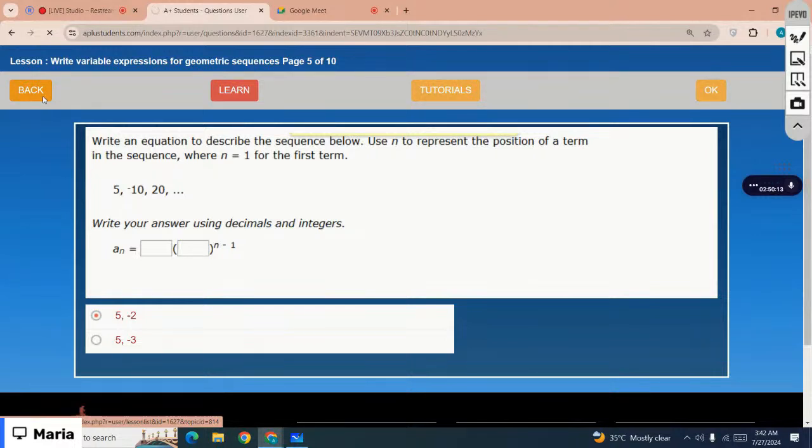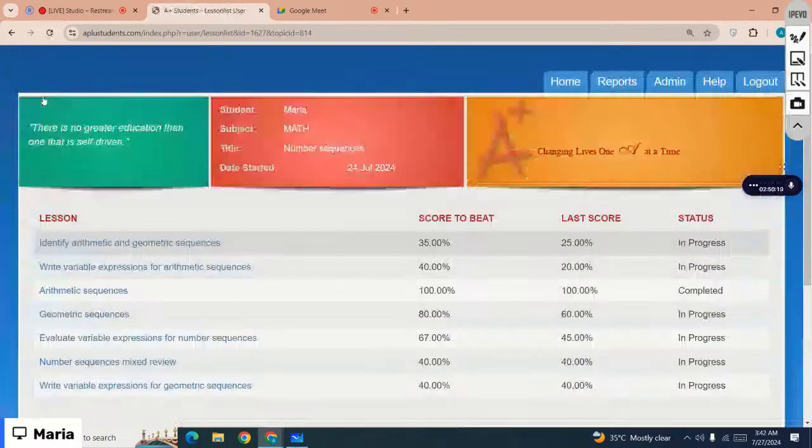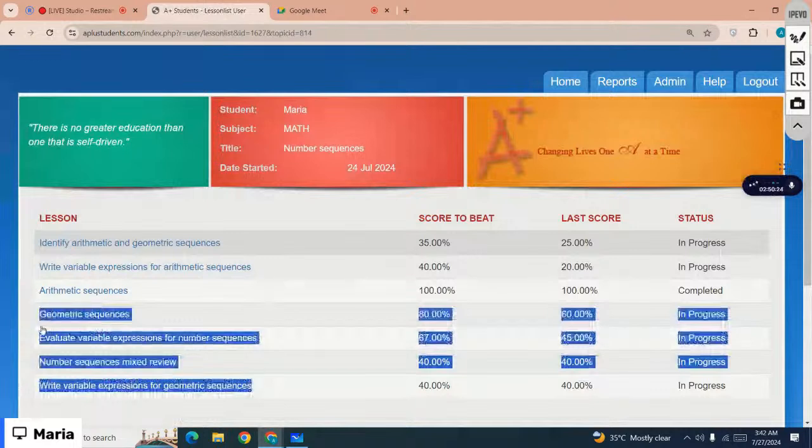Okay, on grade 9 math, the chapter we're going on is the number sequences. The lessons we have covered today are geometric sequences, evaluate variable expressions for number sequences, mixed review, write variable expressions for geometric sequences, right?